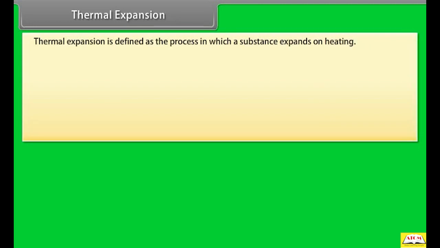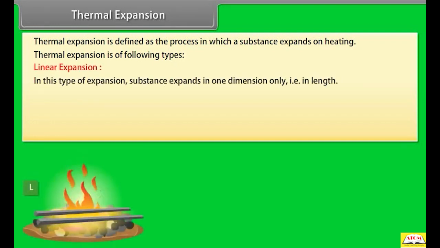Thermal expansion. Thermal expansion is defined as the process in which a substance expands on heating. Thermal expansion is of the following types. Number 1. Linear expansion. In this type of expansion, the substance expands in one dimension only, that is, in length.